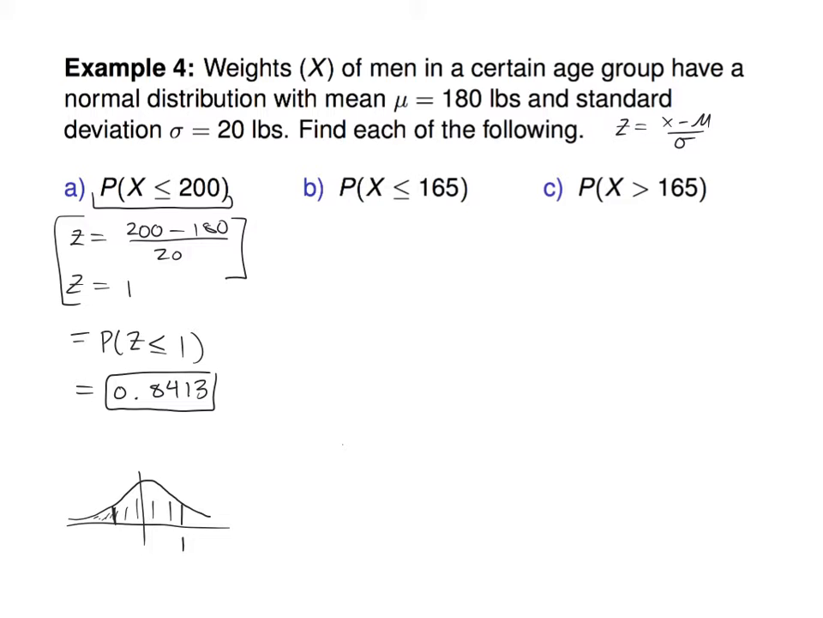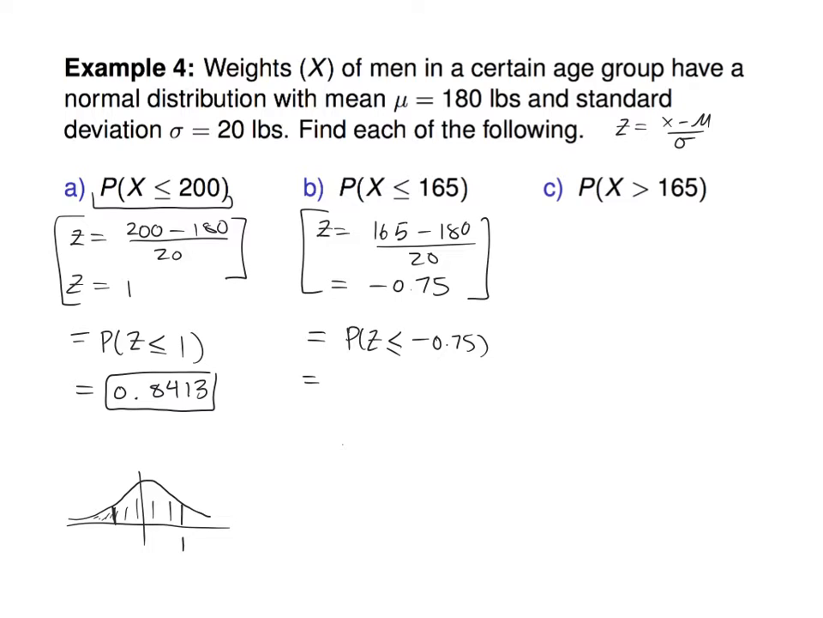Okay? Let's standardize the 165. So z is equal to 165 minus 180 over 20. And then tell me what you get. Positive or negative? Negative. Definitely negative, because you can also think, is this person above or below the mean weight? Definitely below, so it should be negative, right? So negative 3/4 or negative 0.75. Okay, so our probability is equal to the probability that z is less than or equal to negative 0.75.